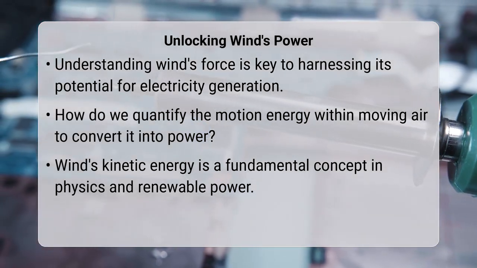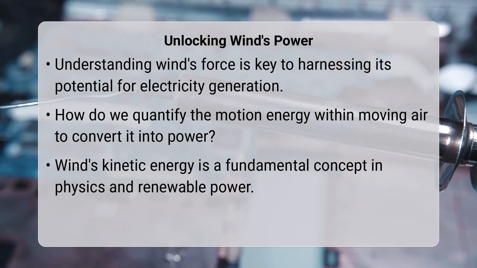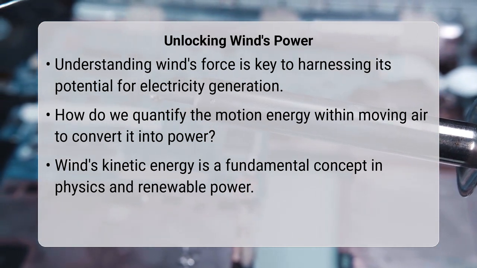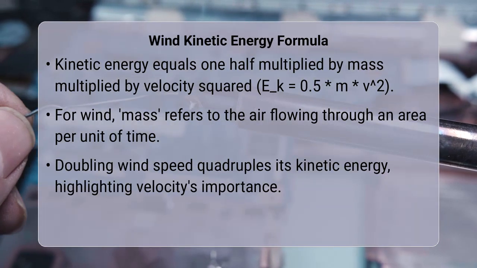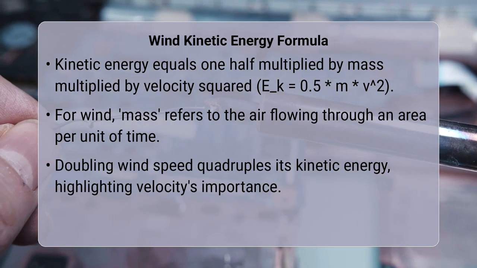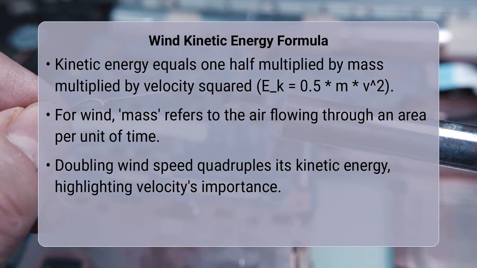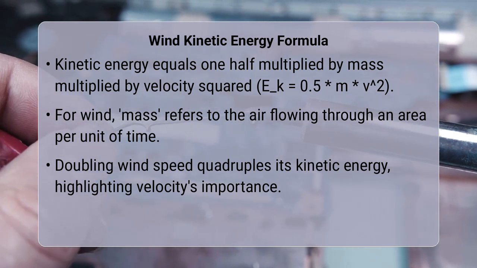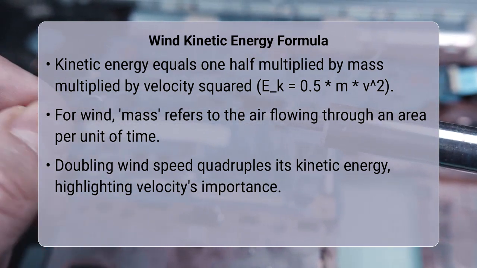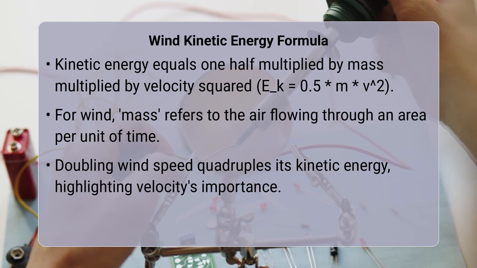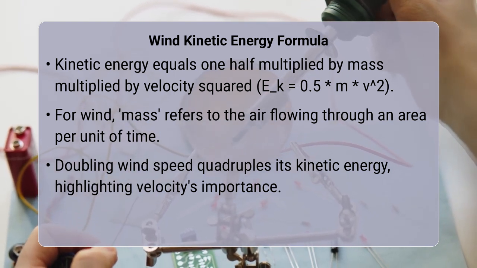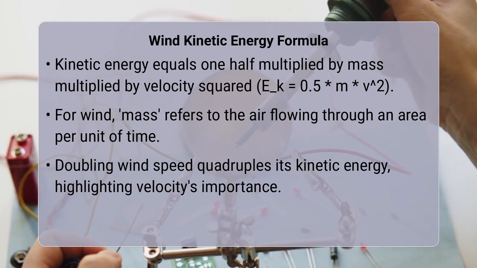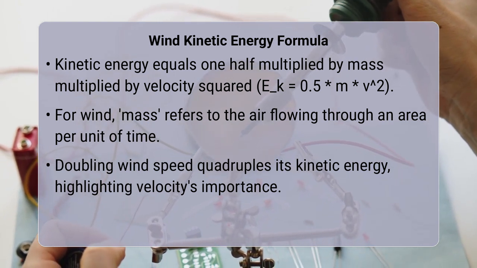Now, to understand the why behind this formula in the context of wind power, we need to consider how mass is handled for a moving fluid like air. Unlike a solid object with a fixed mass, the mass in wind energy refers to the air flowing through a specific area over a period. This air mass is determined by the air's density, which is its mass per unit volume, multiplied by the volume of air passing through the turbine's swept area per second.